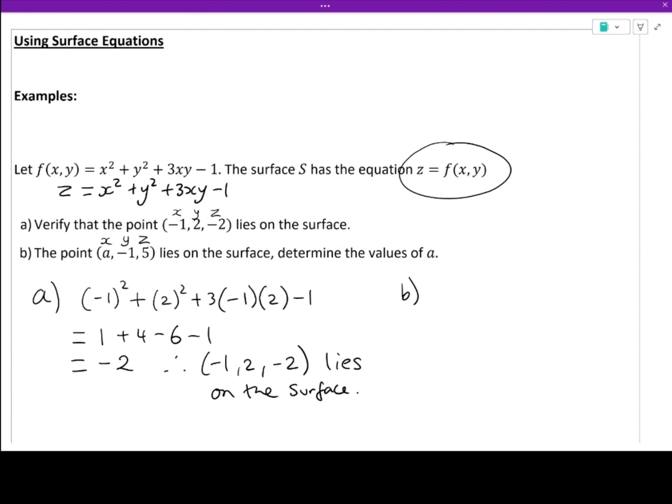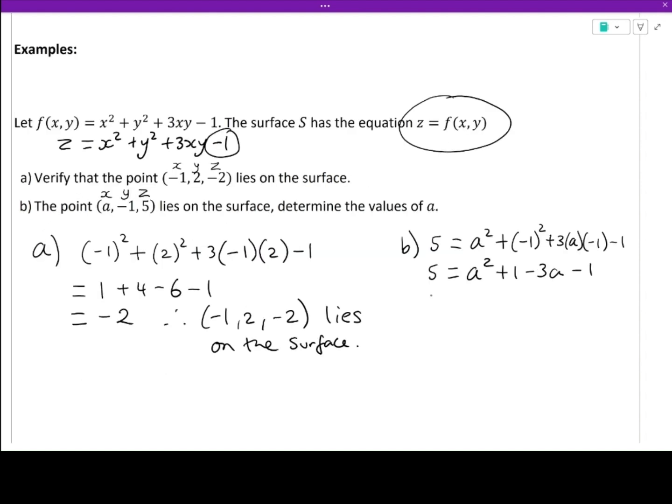So let's substitute in. This time I'm going to substitute into both sides. So z, that's 5, is going to be equal to x squared, which is going to be a squared, plus y squared, so that's going to be -1 to the power of 2. And then we've got the plus 3xy, so plus 3 times a, which is x, times y, which is -1. And then finally, we've got the subtract 1 at the end there. Now, if we simplify the right-hand side, I get a squared plus 1, take 3a, subtract 1. And then simplifying further, we get 5 is equal to a squared, take 3a.